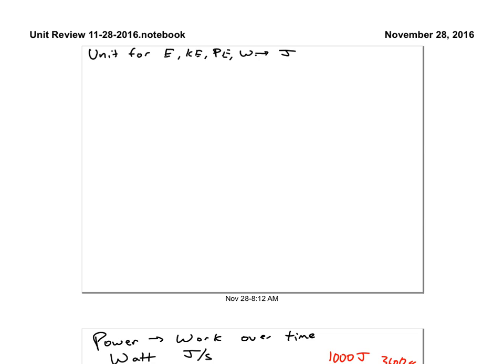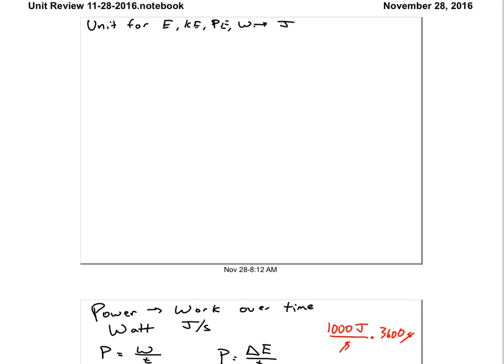Just a reminder, units for all of these are joules. Energy, kinetic energy, potential energy, and work are all in joules. It makes sense. Total energy is just kinetic energy plus potential energy.